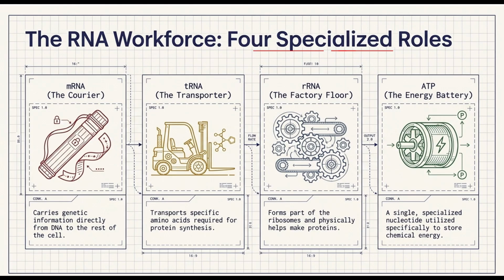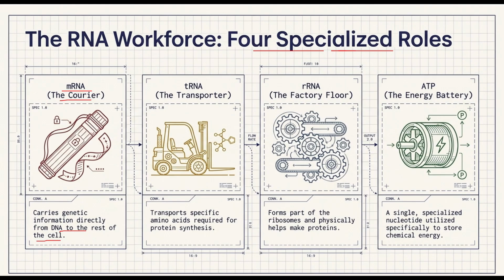So there are three main types of RNA. First one is messenger RNA, that is mRNA. It carries genetic instruction from DNA. So that is why it is also called the courier. It carries genetic information directly from DNA to the rest of the cell.